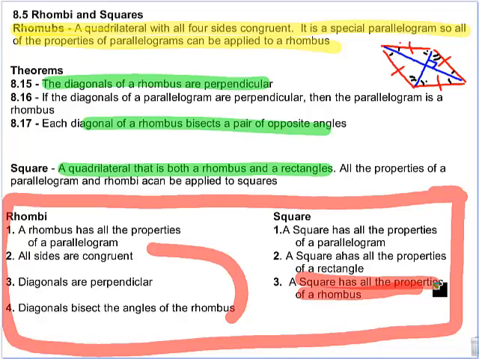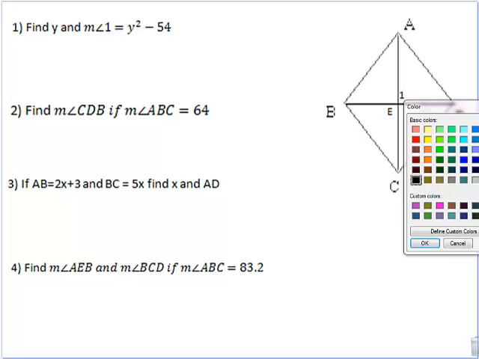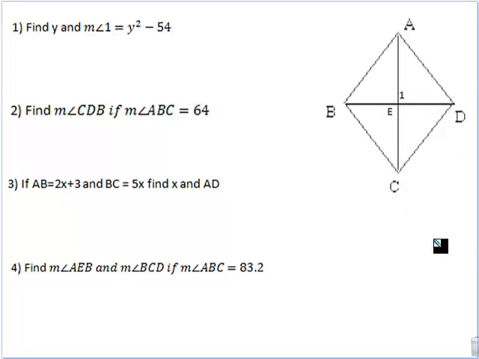Okay, so what we're going to do is keep in mind these new properties, and we're going to do some solving. So here's our rhombus. I want to find y. The measure of angle 1 is y squared minus 54.